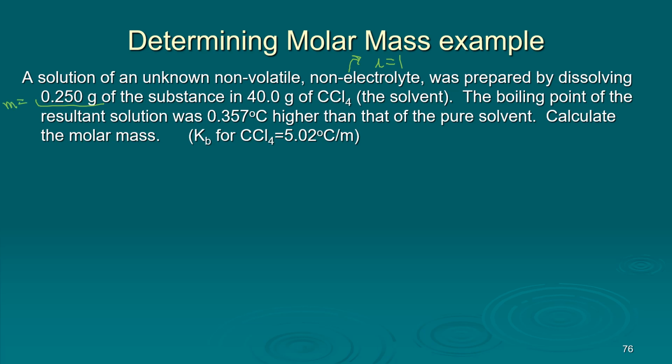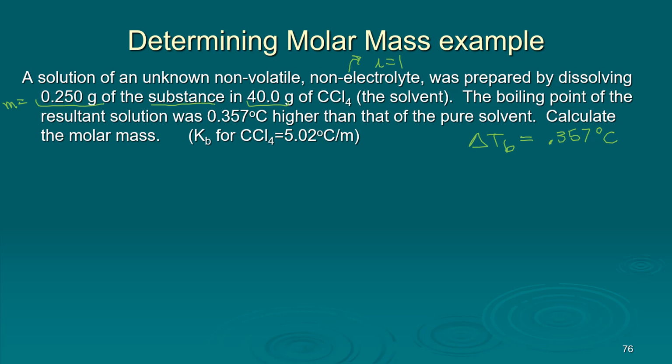of the substance is unknown. So we can't figure out how many moles it is because we don't know what it is. We don't know its molecular weight, but that's what we're looking for. And we've put it into 40 grams of the solvent, carbon tetrachloride. The boiling point of the solution was found to be 0.357 degrees higher than pure carbon tetrachloride. So they're telling us delta TB equals 0.357. They didn't tell us what the actual boiling points were, for carbon tetrachloride or for the solution, but they told us the difference between them.